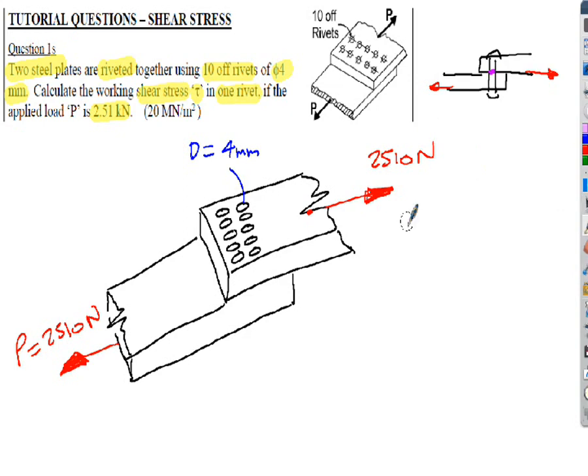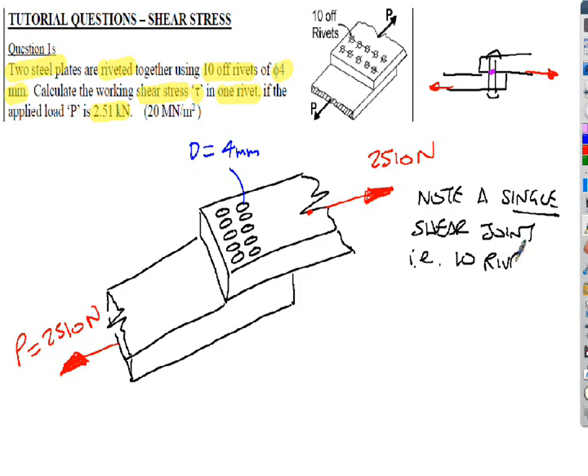So note: a single shear joint. So in this case, that's 10 rivets in single shear. Alright, in this particular case, 10 rivets and each one's in single shear. So just note that for your reference.